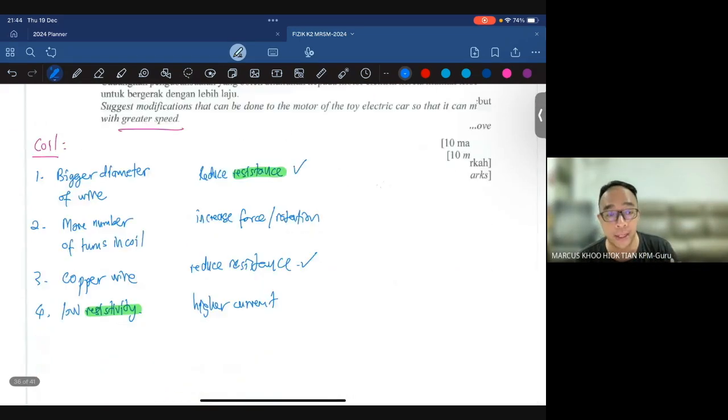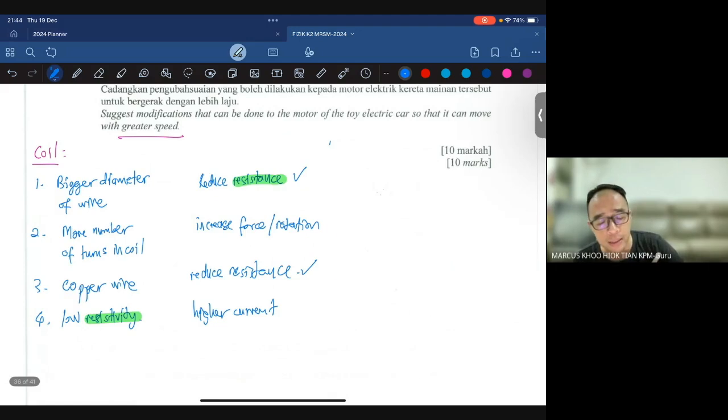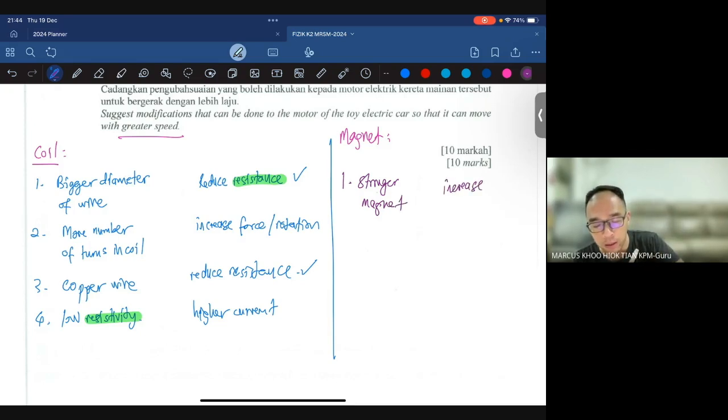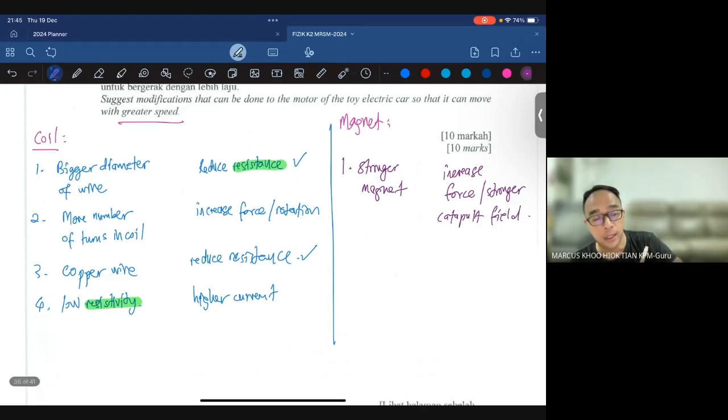Let's talk about the magnet. Magnet saya rasa lagi senang. In terms of the magnet, of course, we want a stronger magnet lah. Why do we want a stronger magnet? To increase the force. Or stronger catapult field. This is standard.